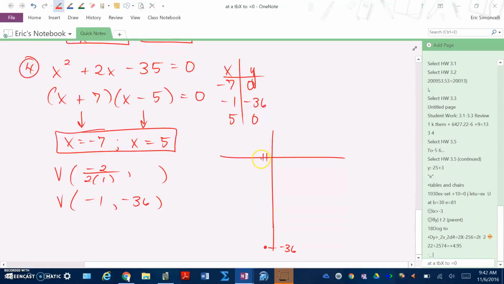Negative 7, so 1, 2, 3, 4, 5, 6, 7, comma 0. 1, 2, 3, 4, 5, comma 0. My parabola will take shape. And again, according to the question, it did want you to solve by graphing. But I'm going to argue that solving by factoring first, if you can factor, is the smartest approach. And of course, our answers to this question, I will just write here, negative 7, and here, 5.